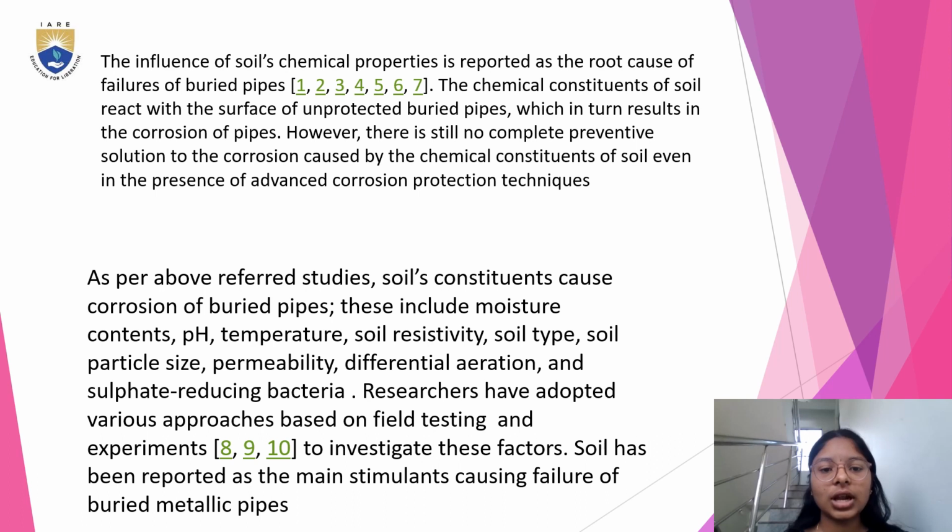As per the above referred studies, soil constituents cause corrosion of buried pipes. These include moisture content, pH, temperature, soil resistivity, soil type, soil particle size, permeability, differential aeration, and sulfate reducing bacteria. Researchers have adopted various approaches based on field testing and experiments to investigate these factors. Soil has been reported as a main stimulant causing failure of buried metallic pipes.